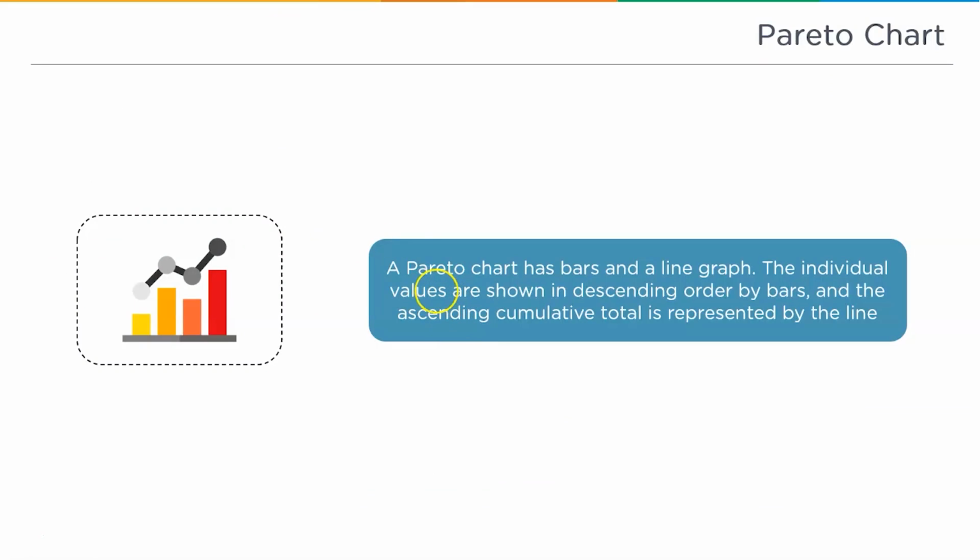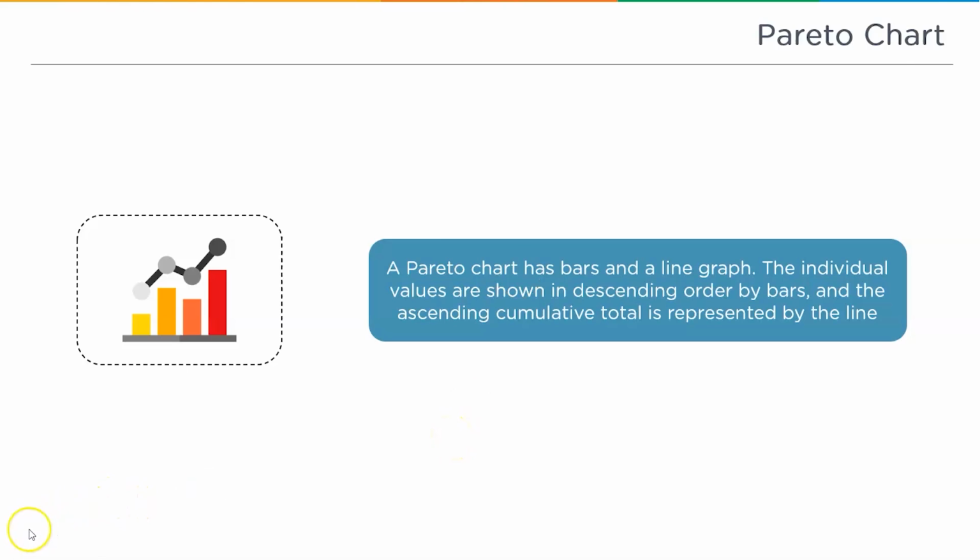I have explained the line chart just because we have two different types of charts in the Pareto chart. So there is an inclusion of a bar chart as well as a line chart or line graph. So a Pareto chart has bars and a line graph. The individual values are shown in descending order by bars and the ascending cumulative total is represented by the line. We will understand the definition in a bit more detail practically by getting back onto Tableau.